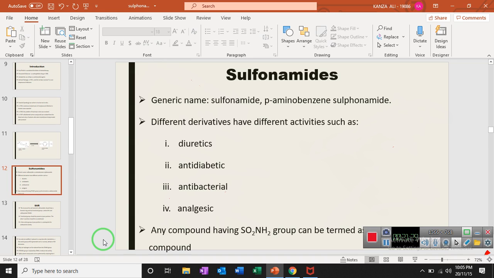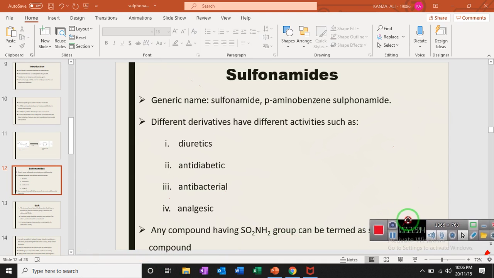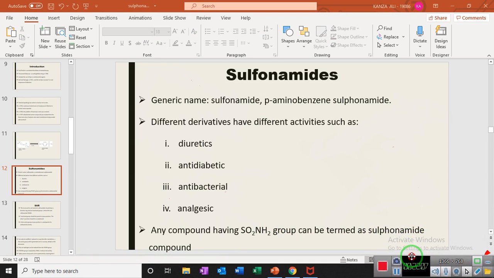Sulfonamide itself is a weak diuretic, but it has diuretic activity. Then, by different modifications, we have got more active and selective diuretic compounds. The thiazides, the hydrothiazides, and furosemide are the examples. Thiazide and hydrothiazides are classes, while furosemide is the name of one specific compound.